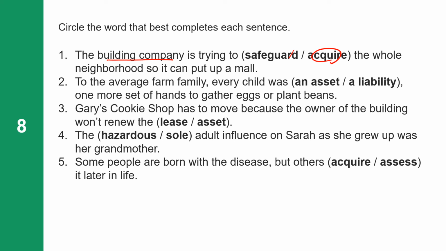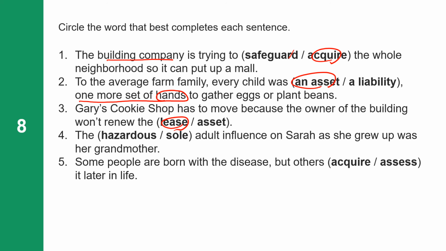Number two, to the average farm family, every child was an asset, a liability, one more set of hands to gather eggs or plant beans. So it's going to be one more set of hands. So it will have to be an asset. Number three, Gary's cookie shop has to move because the owner of the building won't renew the lease. Not asset, but lease.